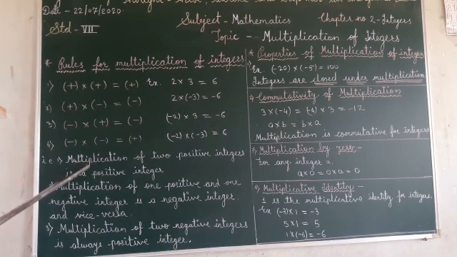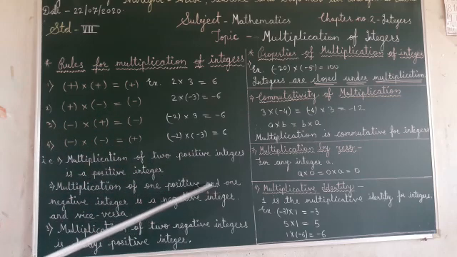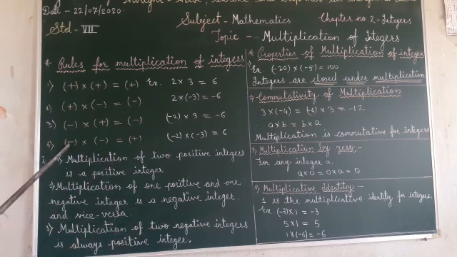See here, multiplication of two positive integers is a positive integer. Multiplication of one positive and one negative integer is a negative integer, and vice versa. Multiplication of two negative integers is always a positive integer. It means that if the same sign is there, whether positive or negative, you get the product positive. If the opposite sign is there, one positive and one negative, then you get the product negative.